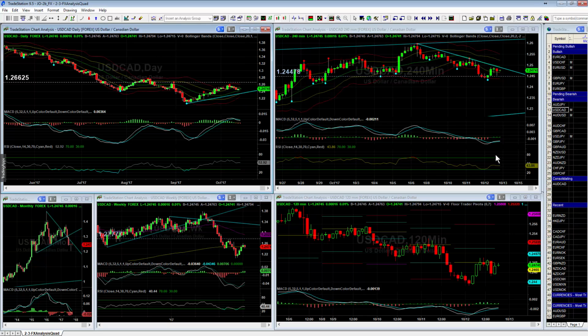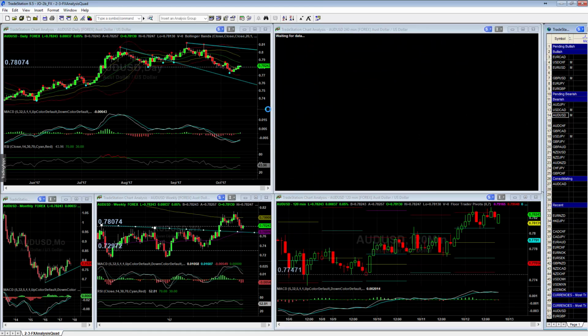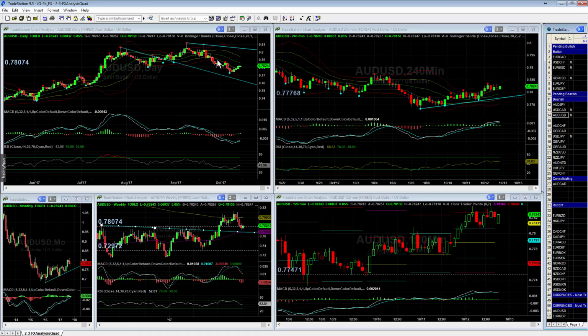And finally, in the Aussie US dollar, you can see that we're also trending lower over the past several weeks. We're way away from this trend line that we had up here, and we've already broken through this previous pivot, and we're back up and retesting.